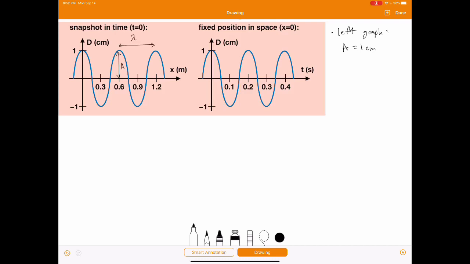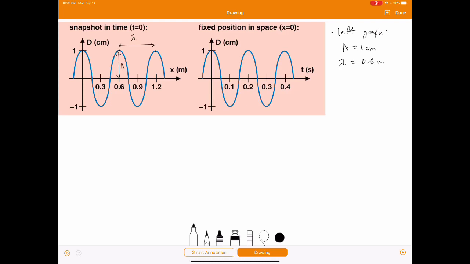We can also take a look at the wavelength. So on the first graph, again, since the horizontal axis is x for position, lambda tells us how much of a distance we have between one peak and the next of this wave. And for lambda, we have 0.6 meters.